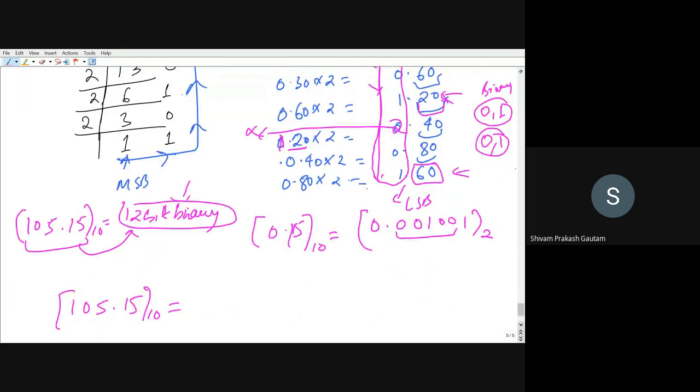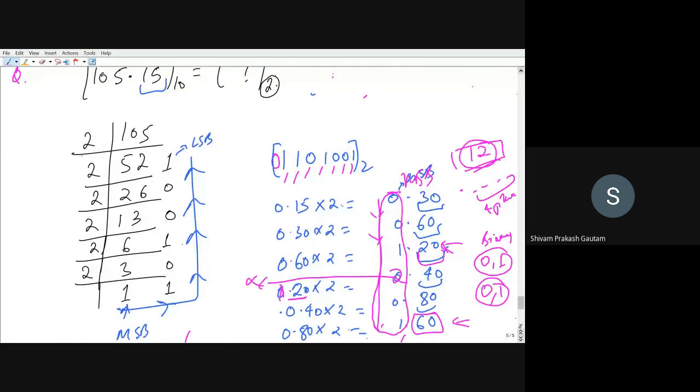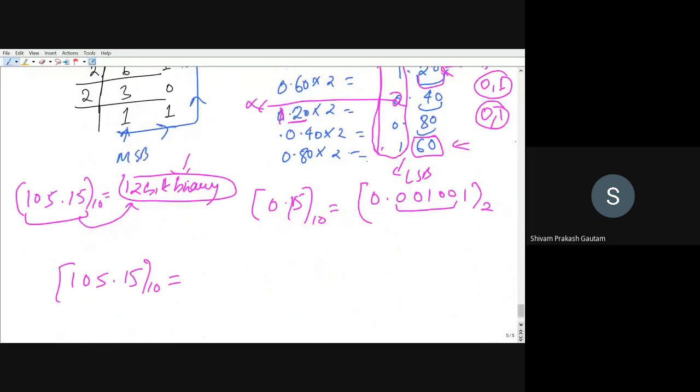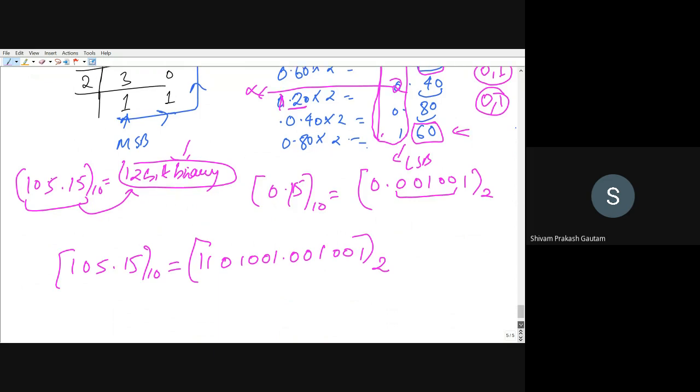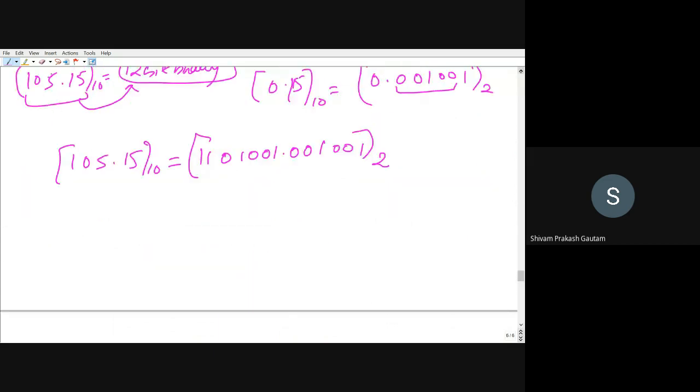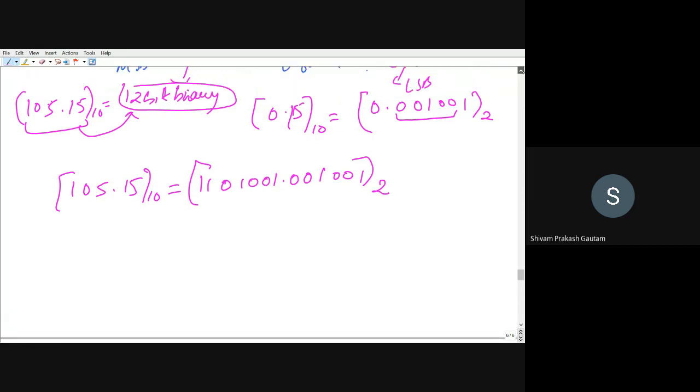So this will be equal to 1101001.001 in binary. Okay. So now we have seen how to convert any decimal number to a binary number. Now you can convert any decimal number that you have. The same process will be there for octal conversion as well.